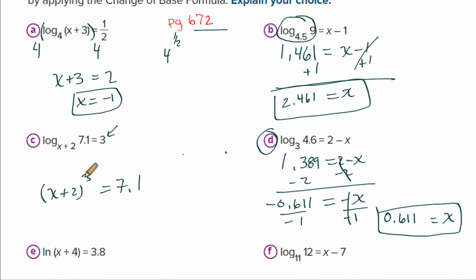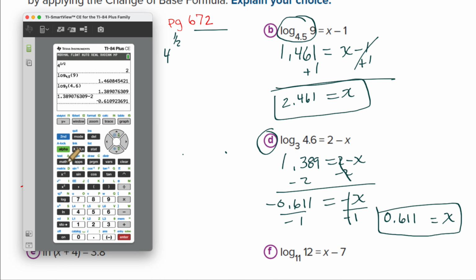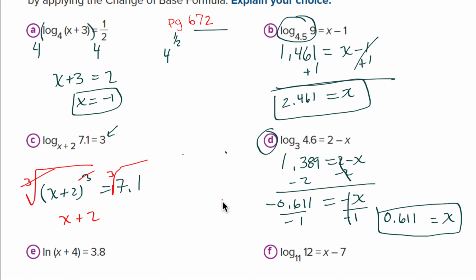We want to get rid of the 3 here. We can take a third root, or a cube root, of each side, and they will cancel each other. So we're going to be left with x + 2. I'm going to take the cube root of 7.1. How do I do that? Well, in your calculator, you hit the math button, and one of the choices is cube root. I can just type my 7.1, and we get 1.921 or 1.922.